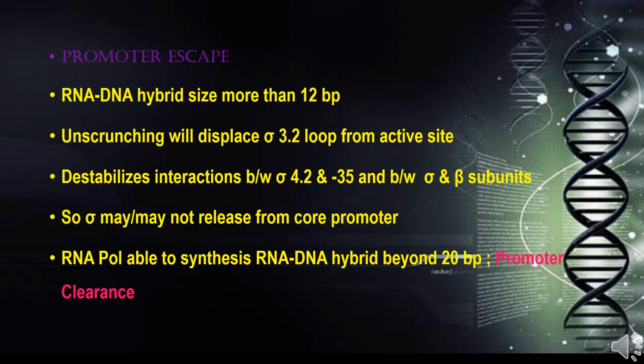So sigma may or may not release from the core promoter, but it destabilizes the interactions between the sigma and -35. So the RNA polymerase is able to synthesize an RNA-DNA hybrid beyond 20 base pairs. This is known as promoter clearance.